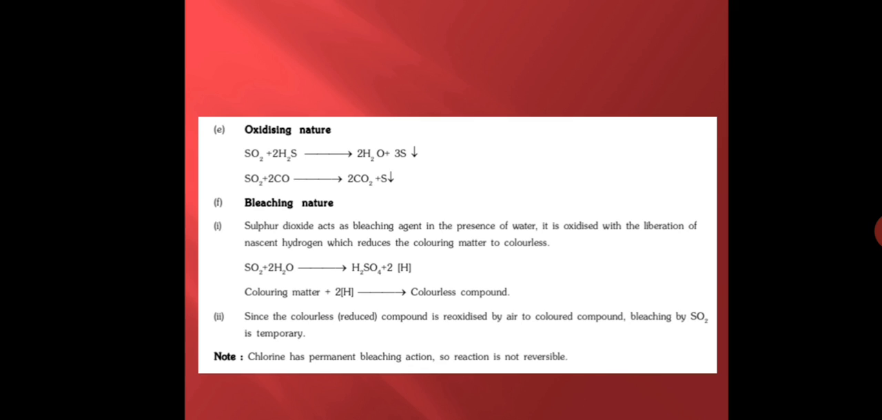One thing to be kept in mind is that the colored compound gets converted into a colorless compound. Now bleaching due to SO2 is temporary. The moment you take out the substance in the air, again the color is redeveloped. So we will see that the bleaching due to SO2 is temporary.